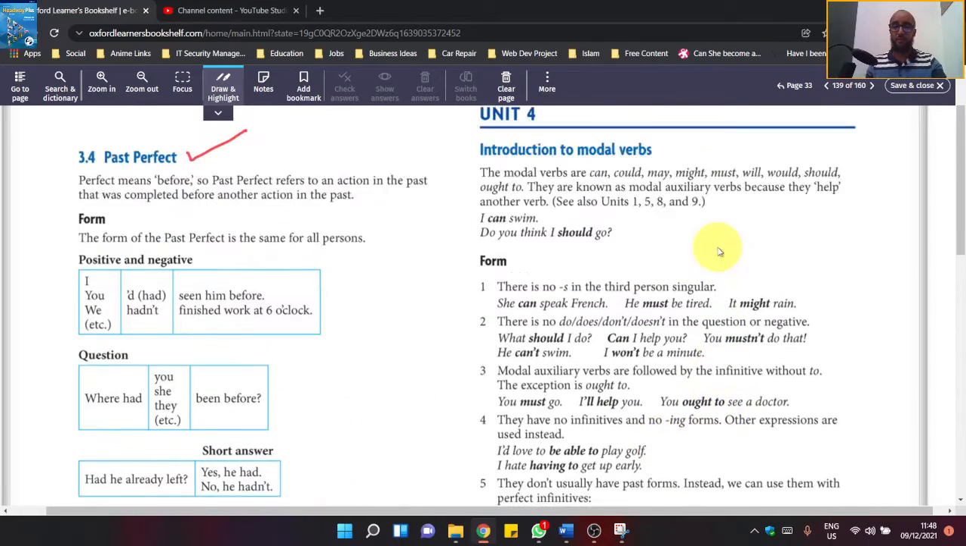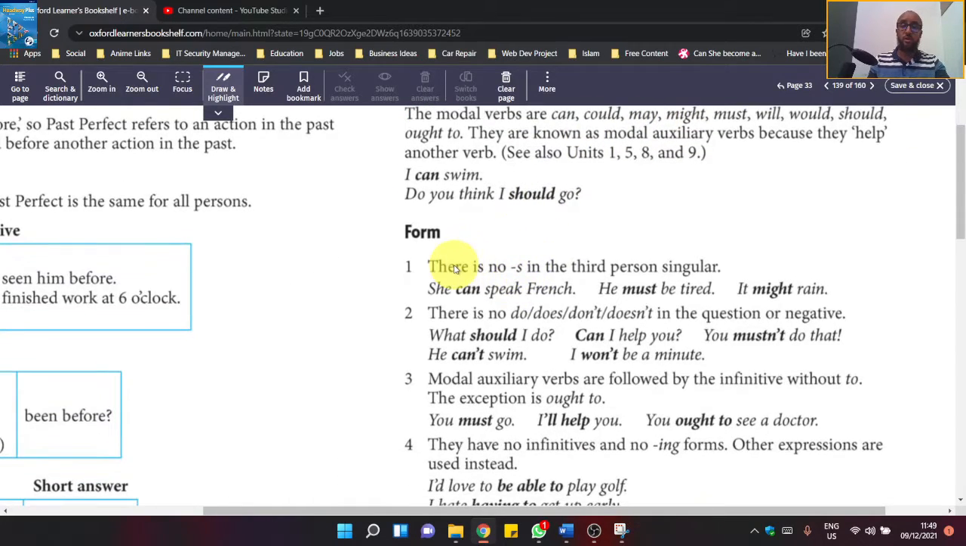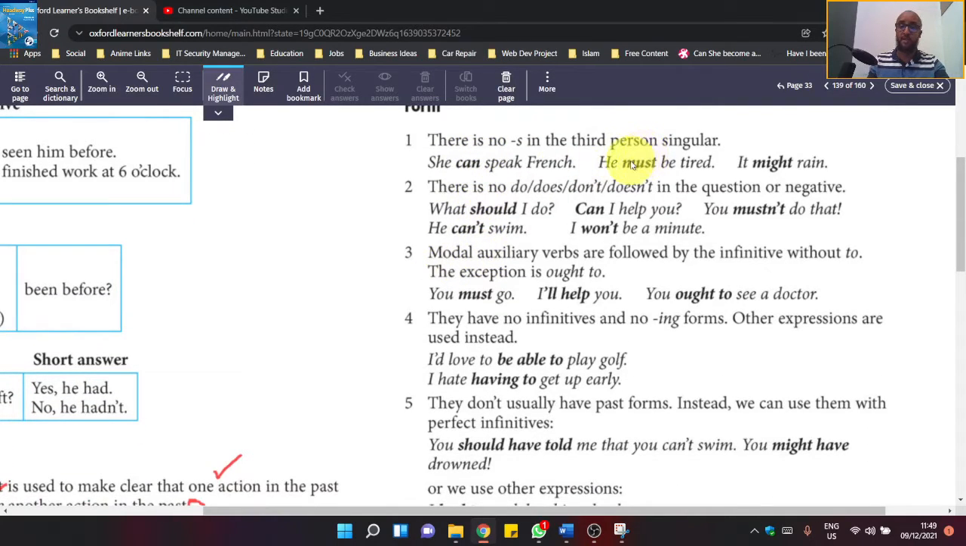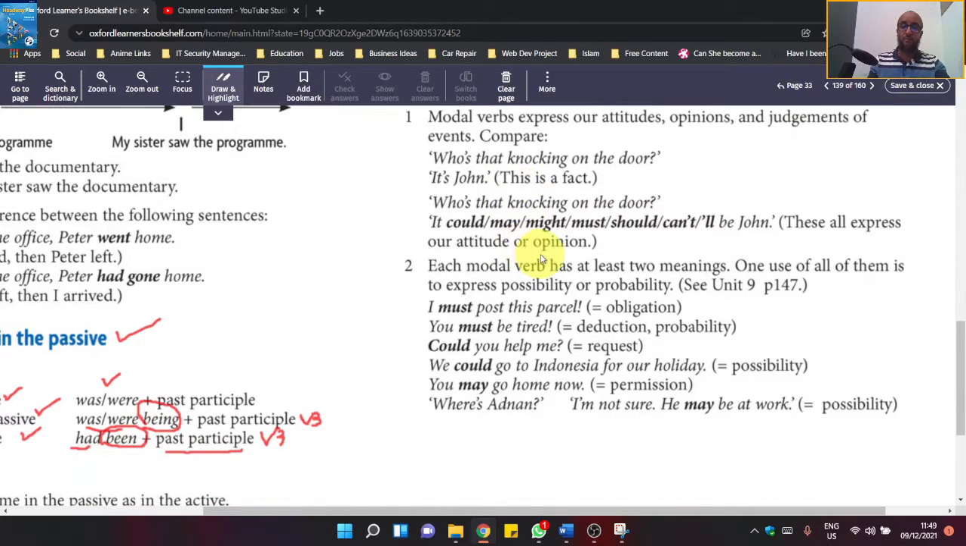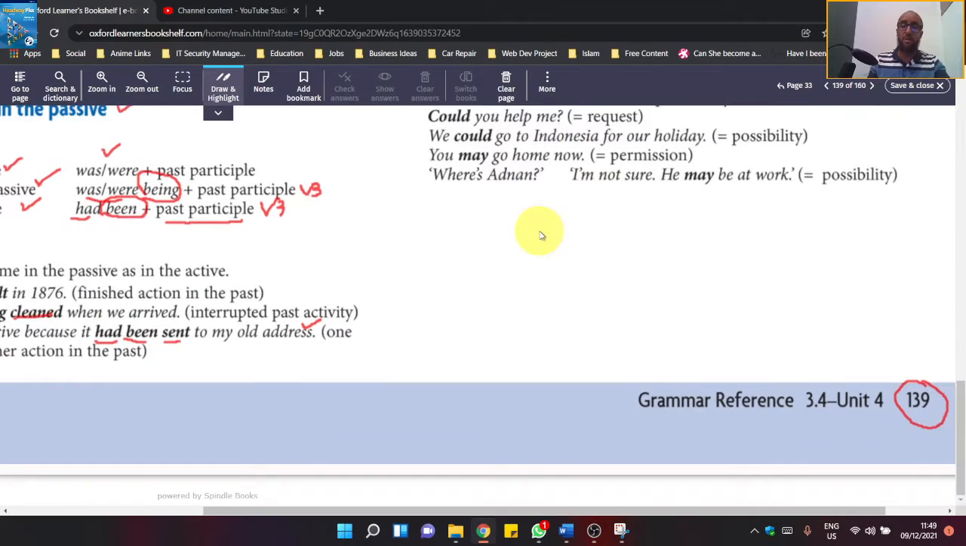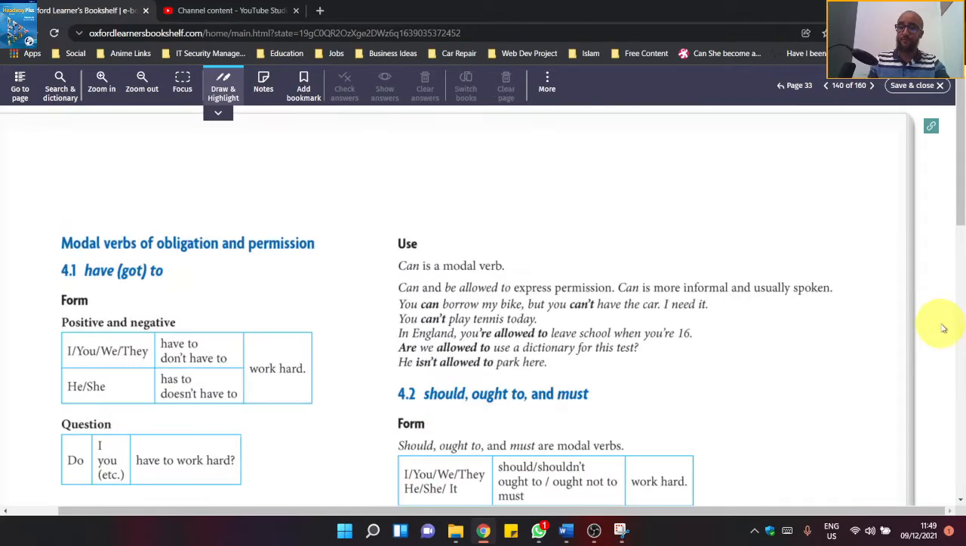So here, guys, if you remember, at the back of the page, this is page number 139. Here they give you some idea about the introduction of modal verbs. So here you get an idea about the rules and how to use them. Here they're using words like must and might, and also if we keep going down, we can talk about other modal verbs like could, may, might as well. These are all modal verbs. Let's see what other things we need to look at as well.